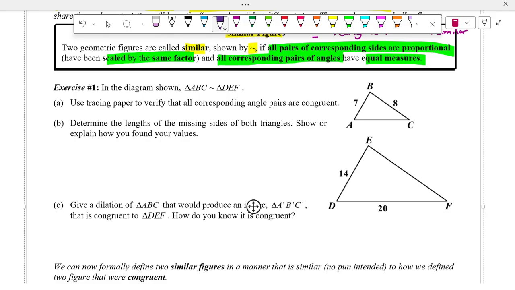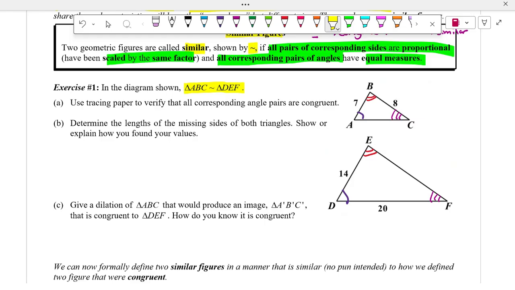Odin. A and D is one. What's another pair? Eisen. B and E. So I'm going to use 2 ticks on that one. What's the last set? C and F. So all 3 angles are congruent, which just furthers the fact when they make the statement that triangle ABC is similar to triangle DEF. So if you see 2 triangles with that squiggle in between, it just means similar. They're similar.